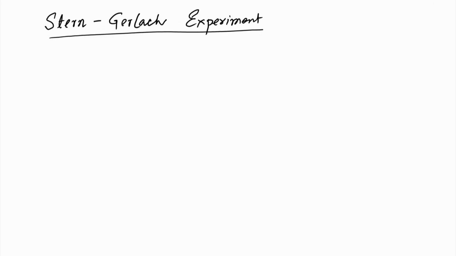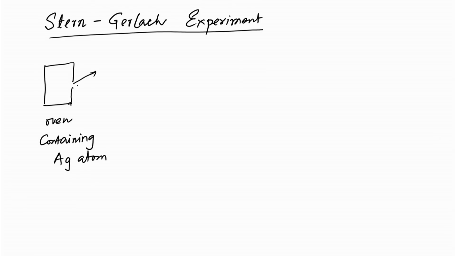So, they considered a simple setup, which is this oven, and it contains silver atoms. These silver atoms are emitted in all directions, and they are further sent through collimators, so that they can pass through.